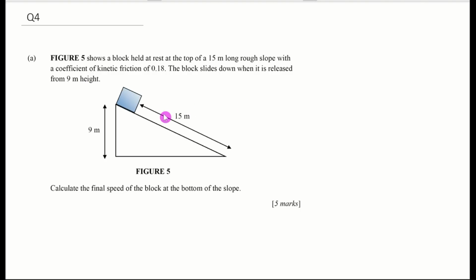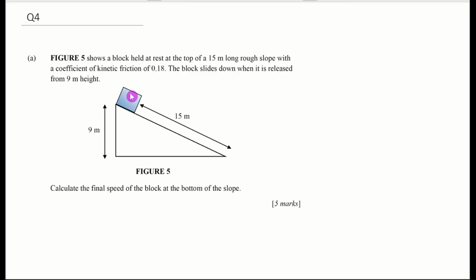Alright, so now question number 4. Figure 5 shows a block held at rest at the top of a 15-meter long rough slope with a coefficient of kinetic friction. The block slides down when it is released from 9-meter height. So the displacement traveled by the block is 15 meters.